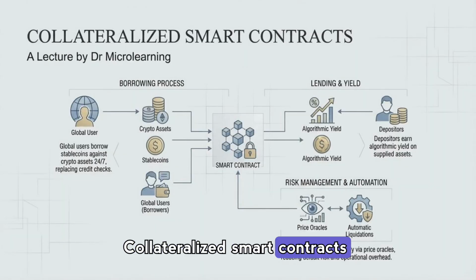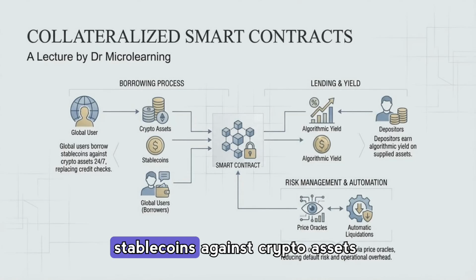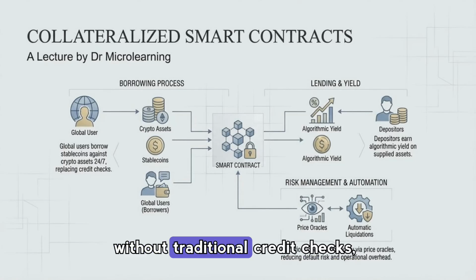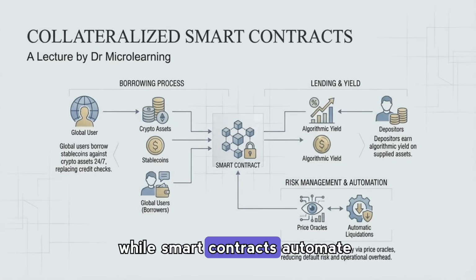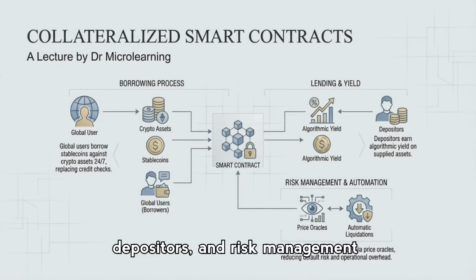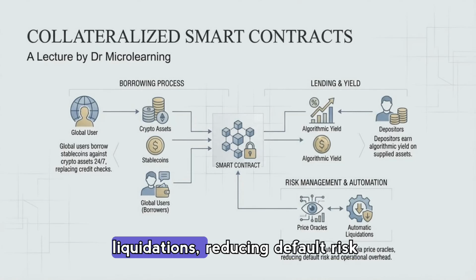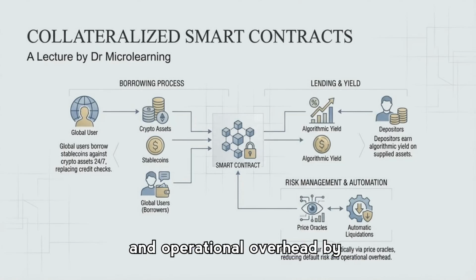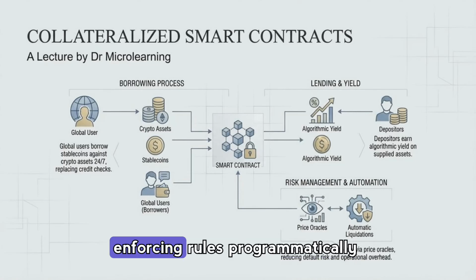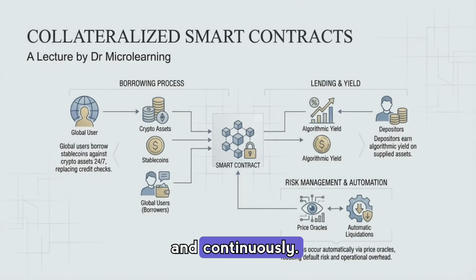Collateralized smart contracts enable global users to borrow stablecoins against crypto assets without traditional credit checks, while smart contracts automate lending, algorithmic yields for depositors, and risk management through price oracles and automatic liquidations, reducing default risk and operational overhead by enforcing rules programmatically and continuously.